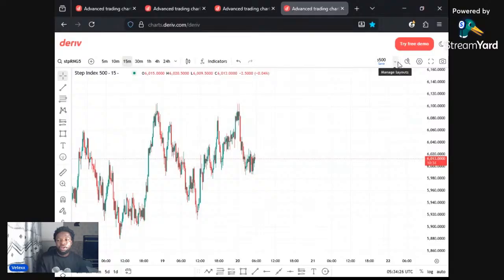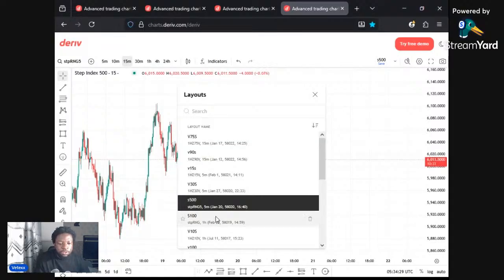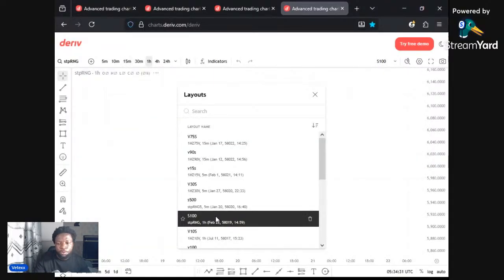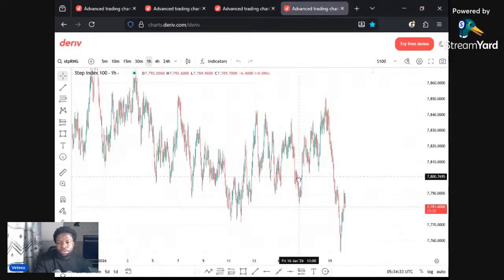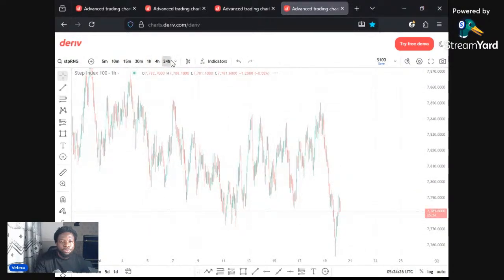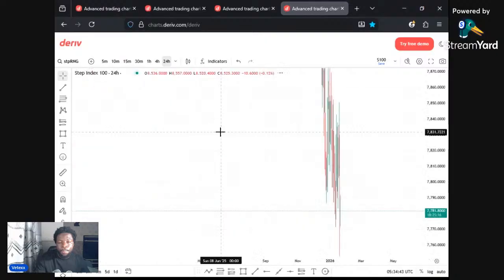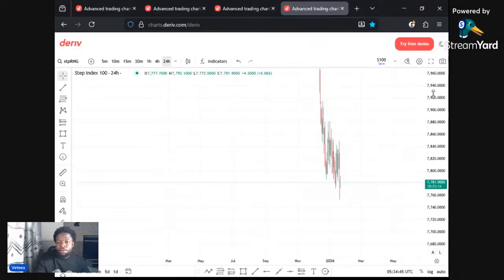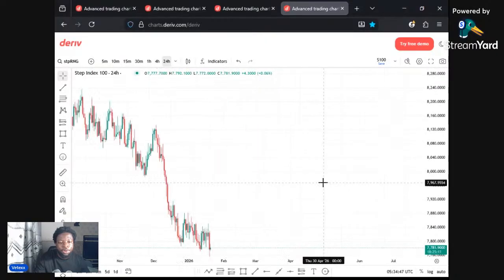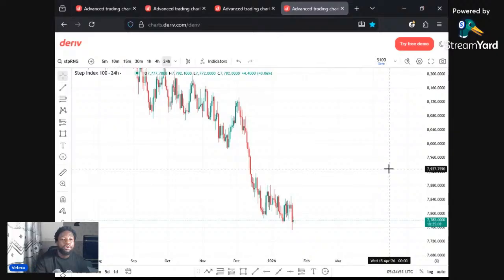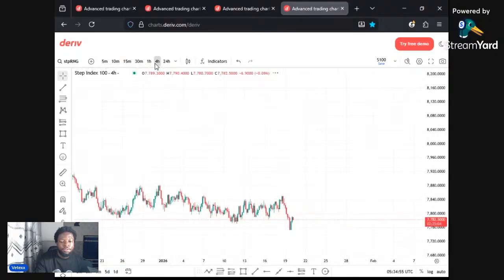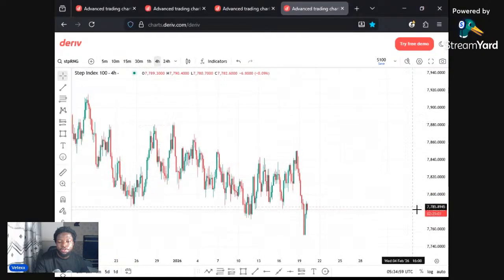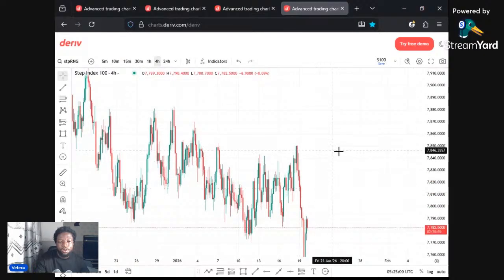So now let's move to the next pair, which is step 100 index. Okay, let's check step 100 index. Let's see if there's something good on step 100 index. On the 24-hour time frame, step 100 index is on a bearish move, a heavy bearish move, although it has smashed TP on the weekly time frame. So let's go to the 4-hour time frame because there is nothing on the 24-hour time frame. Let's see if you are going to find anything useful on the 4-hour time frame.